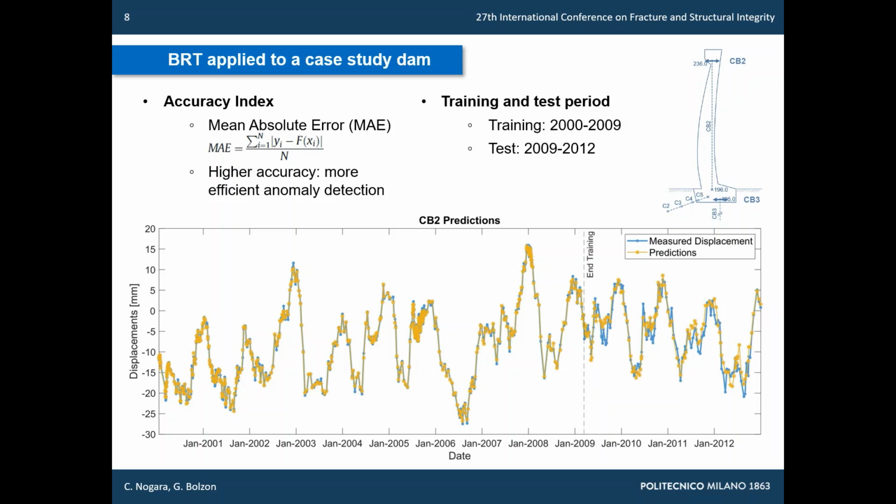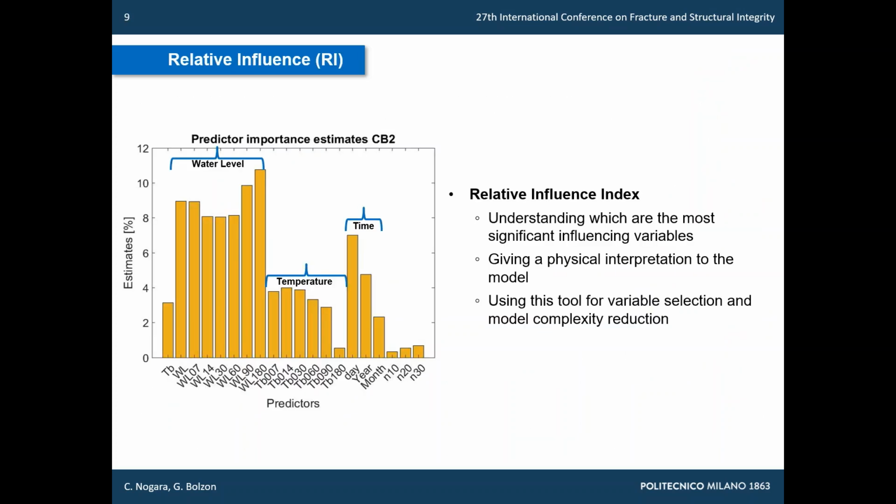The results are shown in this graph. In the training period, the predictions and actual displacements coincide almost perfectly because the model is fitted on these values, while in the test period there is a slight difference. The performance of the model is evaluated by an accuracy index over the test period. The most frequently used index is the mean absolute error, of which we see the formula here. The accuracy of the model is important because the higher the accuracy of the prediction, the more efficient it will be in detecting anomalies.